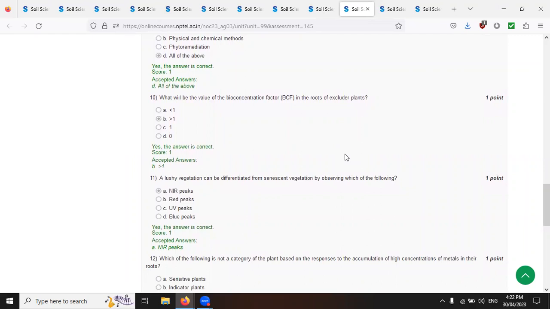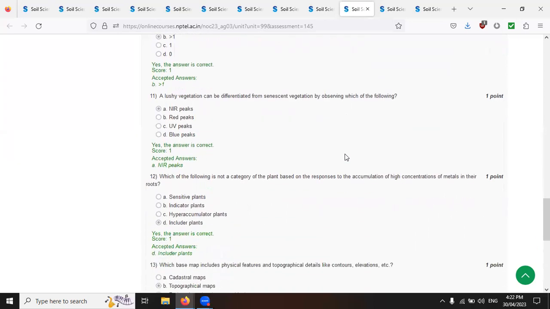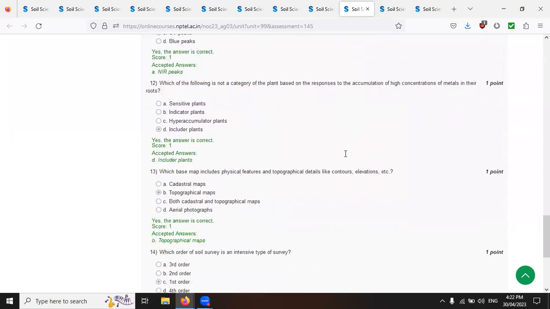Lush vegetation can be differentiated from senescent vegetation by observing which of the following. Which peaks can you observe? The near infrared is what you want. Which of the following is not a characteristic of a plant based on the accumulation of high concentrations of metals in their roots? Well, it's includer plants.